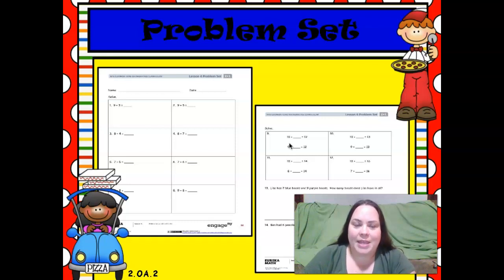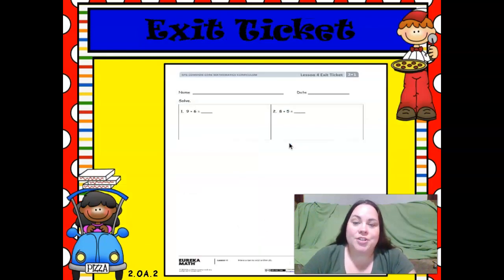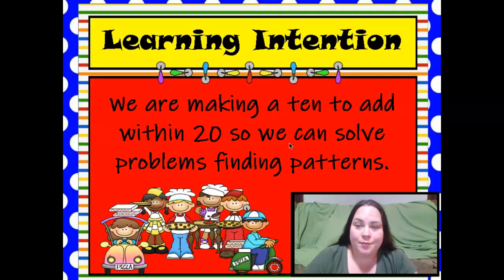Boys and girls, you also in your practice book have problem set. It's a front and back page. And then you also have an exit ticket. Make sure you are looking on Seesaw to see what your teacher may have assigned in class for you.